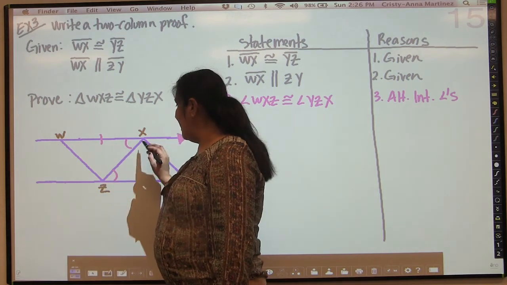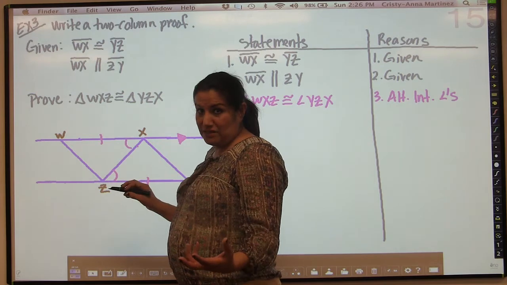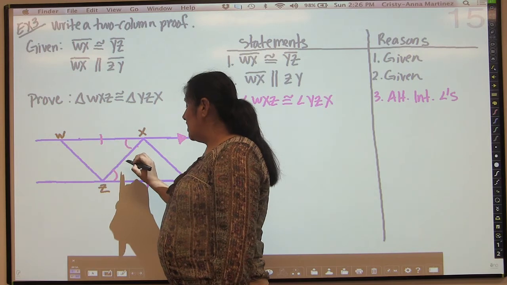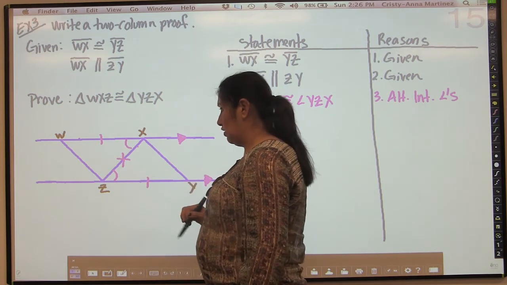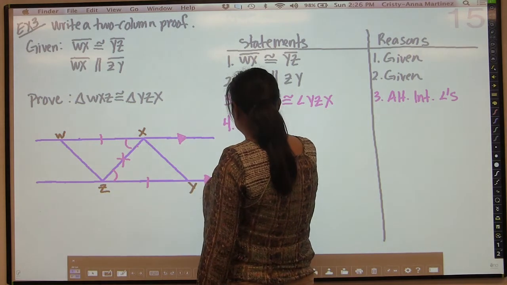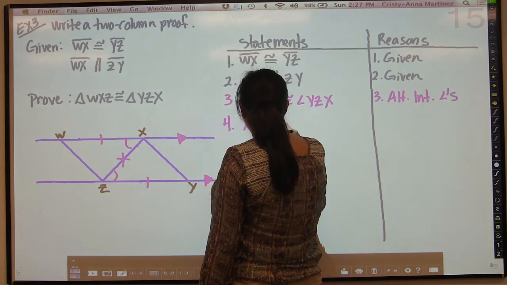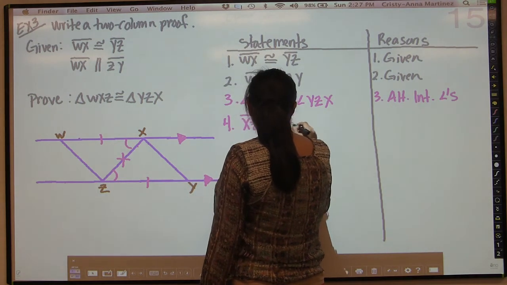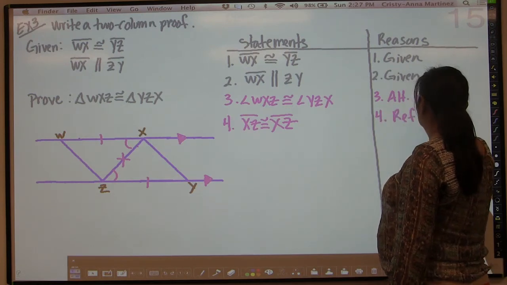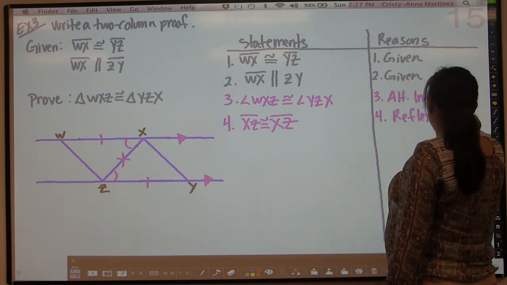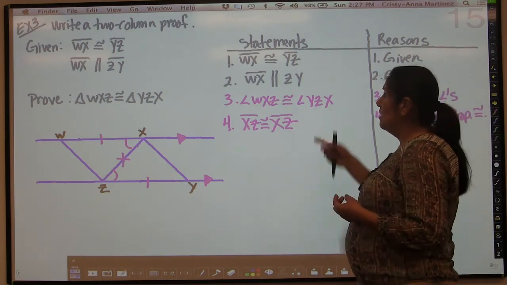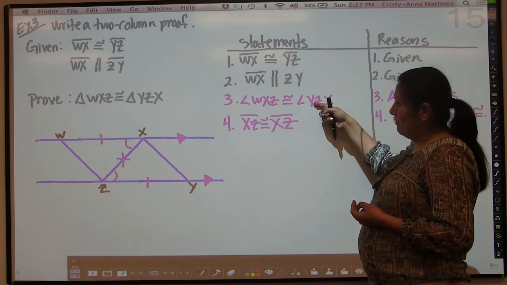And lucky for us, with XZ we have what we call a shared side. I mentioned that in the previous class. Both of these triangles are sharing this side. So when they share a side, we can put an X there to mark that it is congruent to itself. So in step 4, we're going to say that XZ is congruent to XZ. It's congruent to itself, and that is for the reflexive property. Reflexive property of congruence, yay.